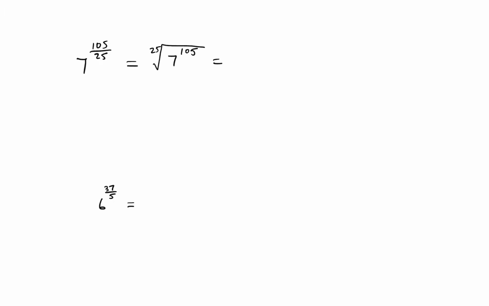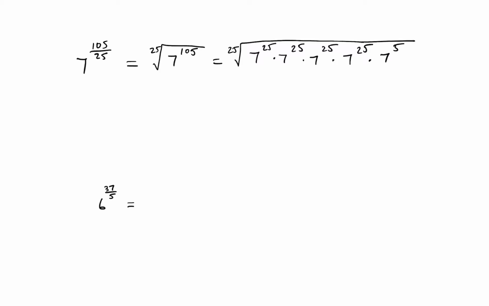Okay, so how do we break this down? Well, we need chunks of 25. So this is really going to be the 25th root of 7 to the 25 power times 7 to the 25 power times 7 to the 25 power times 7 to the 25 power. Okay, so that gives us 25, 50, 75, 100. But we need 105. So we also need to multiply this by 7 to the 5th power.